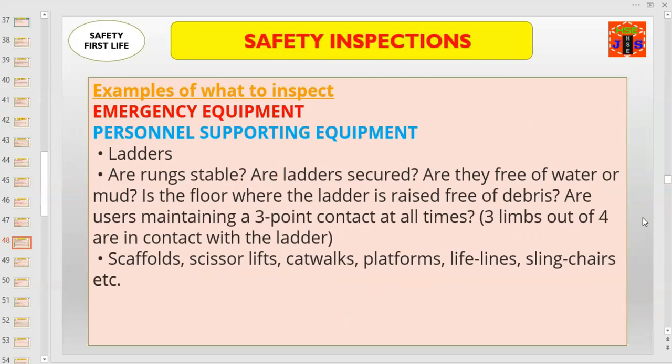There might be ladders. You have to inspect ladders. Are rungs stable? Are ladders secured? Are they free of water or mud? Is the floor where the ladder is raised free of debris? Are users maintaining a three-point contact at all times? And furthermore, you have to check the scaffolds, scissor lifts, catwalks, platforms, lifelines, sling chairs, etc. All these are the different shapes of personal supporting equipment or the emergency equipment.